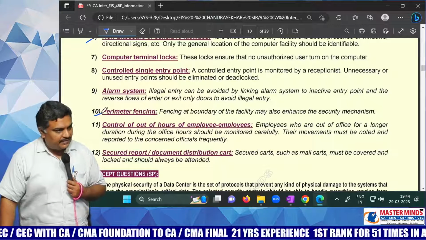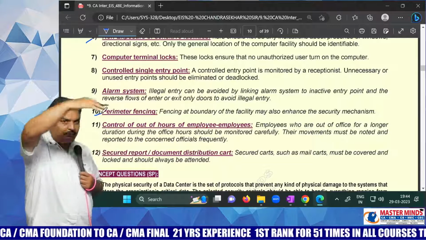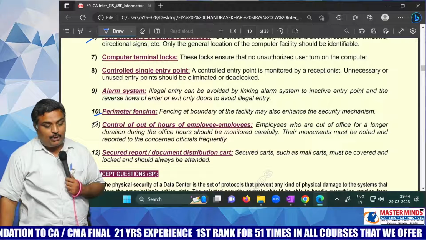Perimeter fencing you have seen. Perimeter fencing means what? Around your data center, how much fencing should be there? That's all.